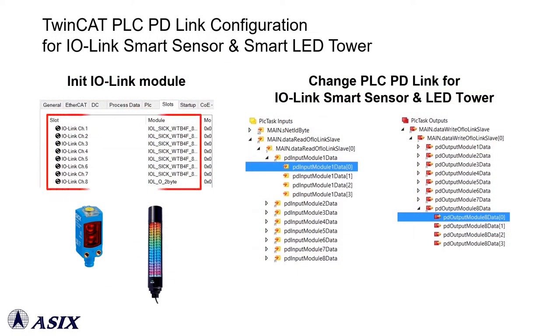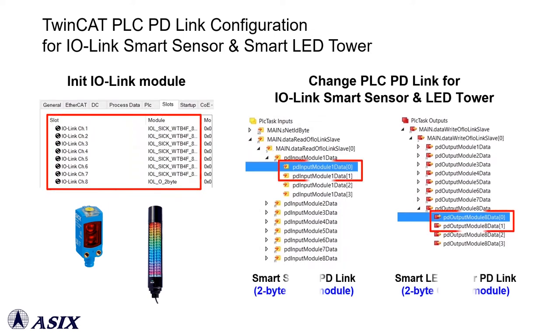During this demonstration, the connected I/O Link Smart Sensor is a 2-byte input module, and the Smart LED Tower is a 2-byte output module. Designers need to set the proper I/O Link module and change the proper PD link for normal operation while building the TwinCAT PLC demo source. Please see the demonstration below for details.